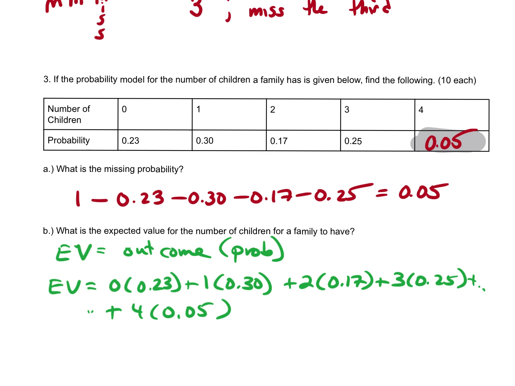So you can just put this right in the calculator. I am literally just putting it in the calculator exactly as I see it right here. So I get 1.59, if you believe me. So 1.59 children. If I keep looking at these families over and over and over again from this hypothetical distribution, the average number of children in these families would be 1.59.